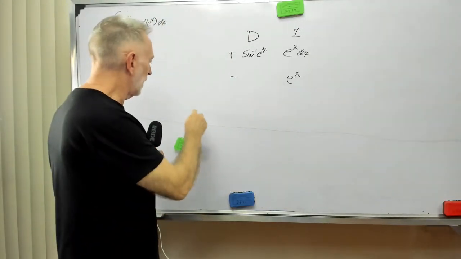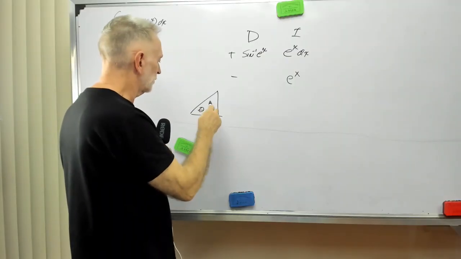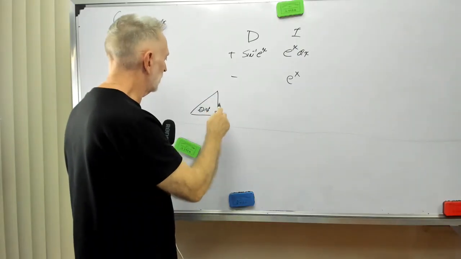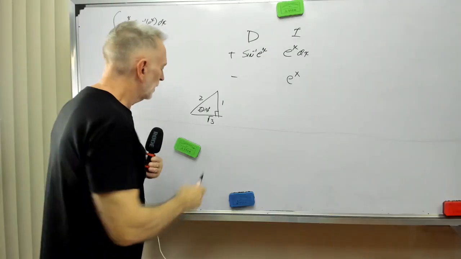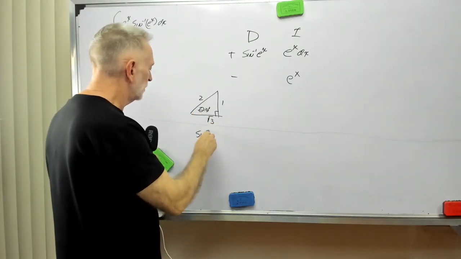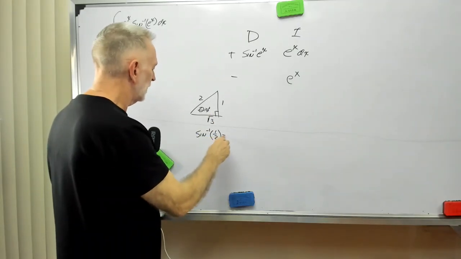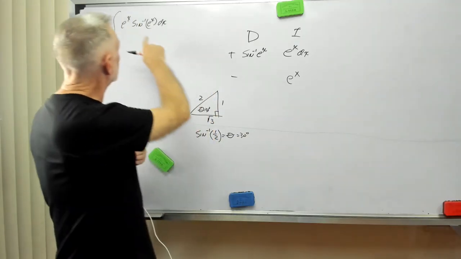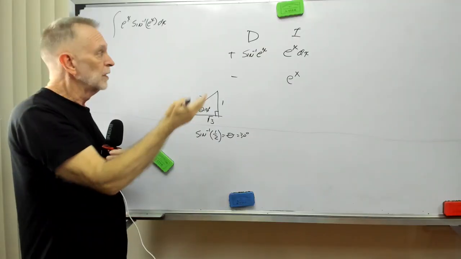If I had a triangle, and this is theta, let's say it's 30 degrees. So that's a right angle. This is 1, square root 3, 2. Okay, so sine inverse of 1/2 equals what? Equals theta. It equals 30 degrees. So when you see this, all it's saying is that's theta.